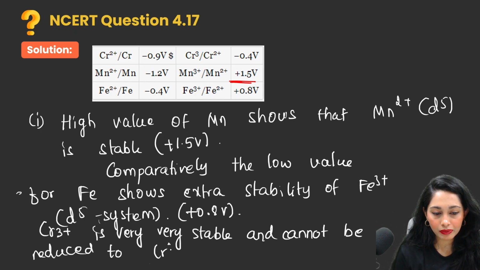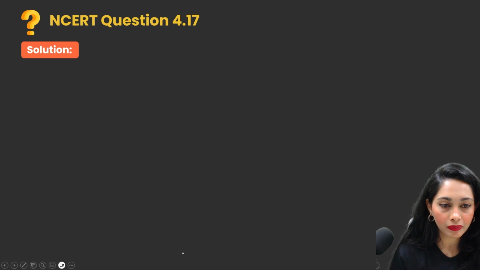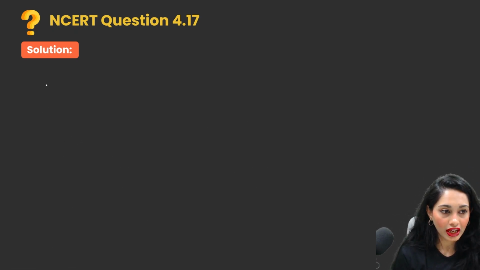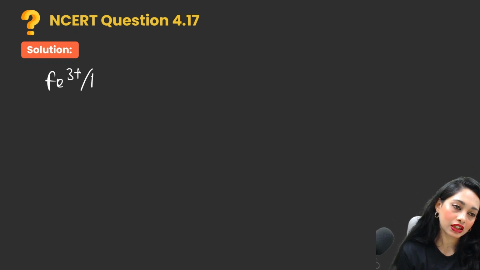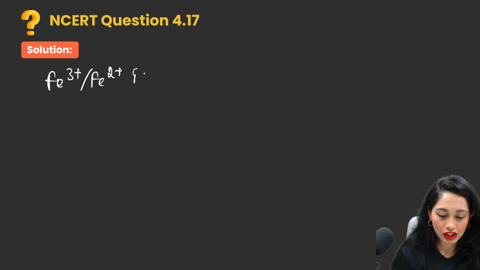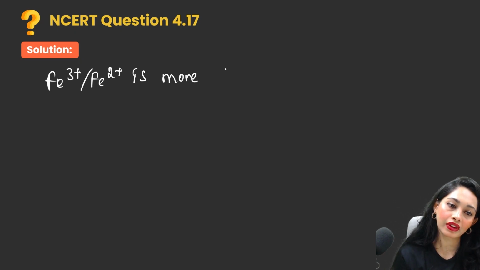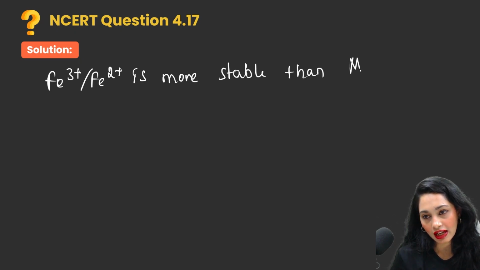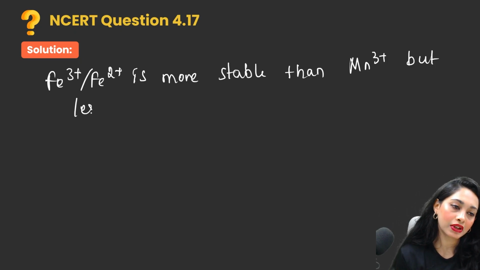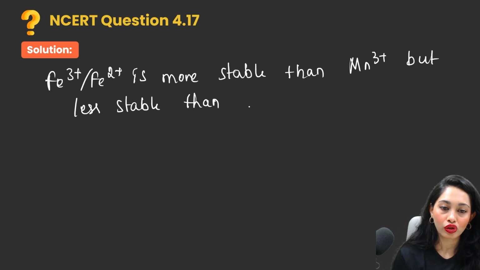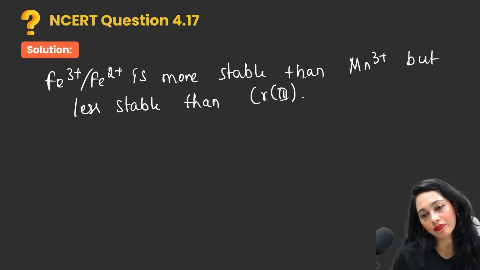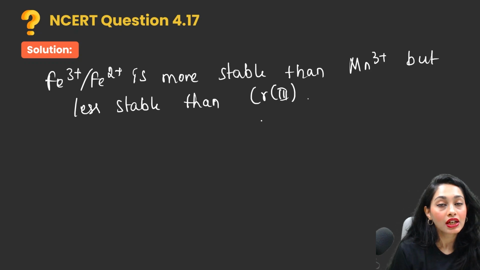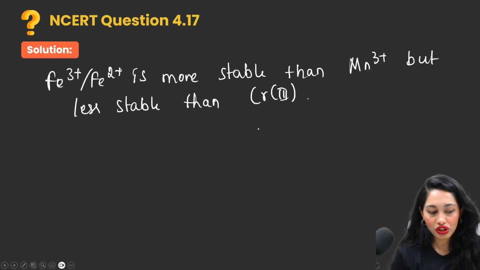To chromium 2 plus. So what will be the order here? Fe3 plus is more stable than Mn3 plus, but less stable than chromium 3 plus. Okay, because chromium 3 plus to 2 plus has a negative electrode potential value.